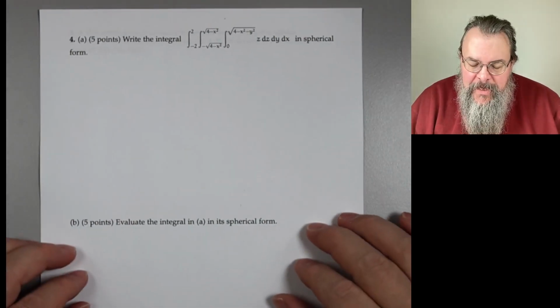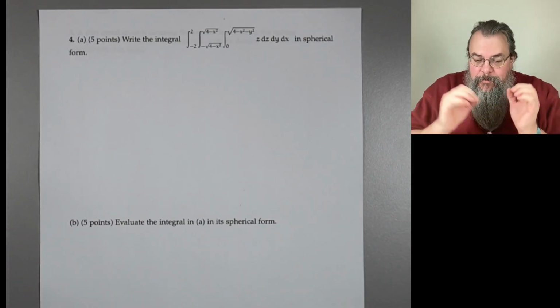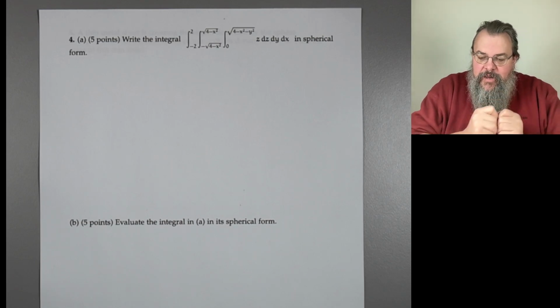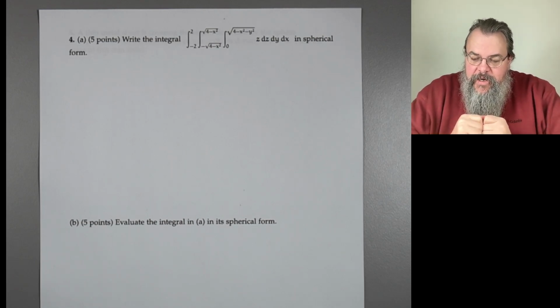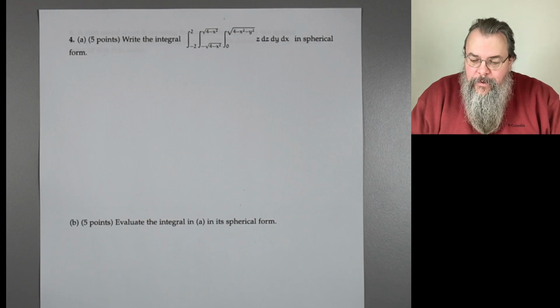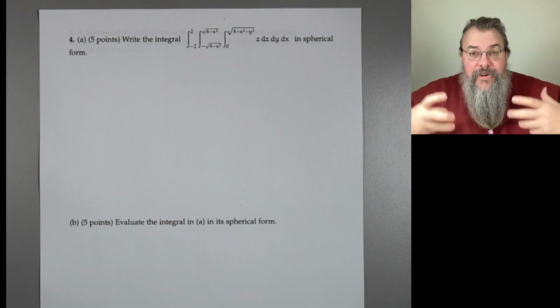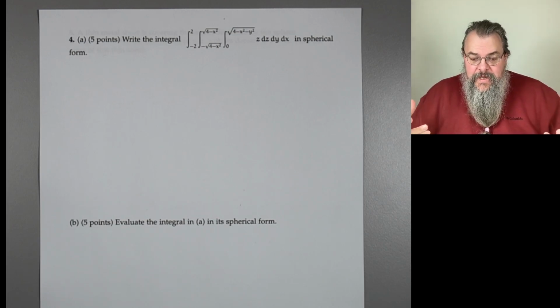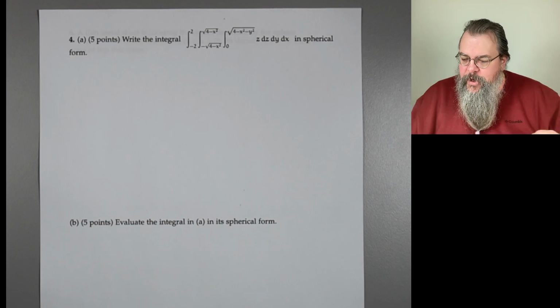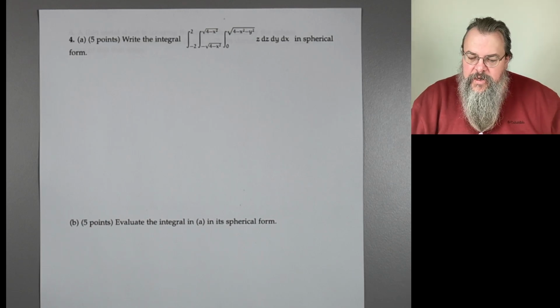Number 4. Write the integral from -2 to 2, negative root 4 minus x squared to root 4 minus x squared, 0 to root 4 minus x squared minus y squared, z dz dy dx in spherical form. So spherical form means spherical coordinates. So we need to do some quick refreshers of what's going on here.